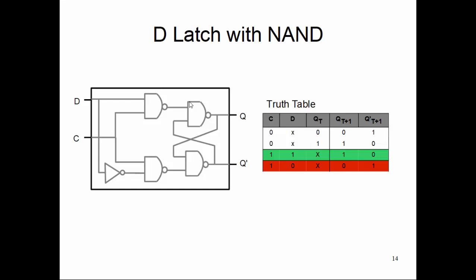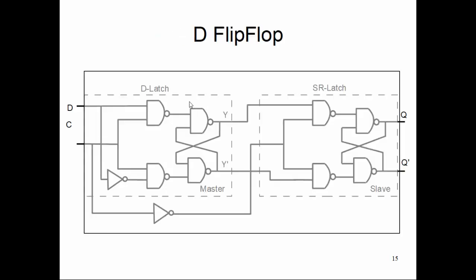Now let's look at another thing. Latch based design is also difficult. Why? The reason is this: during the clock is 1, your D is getting out into the Q.